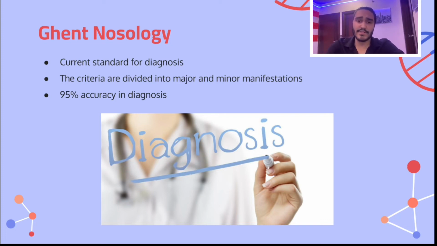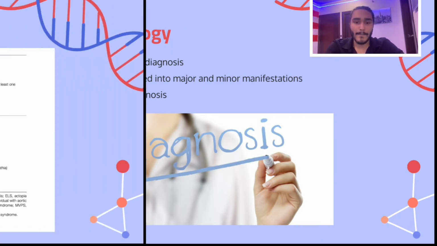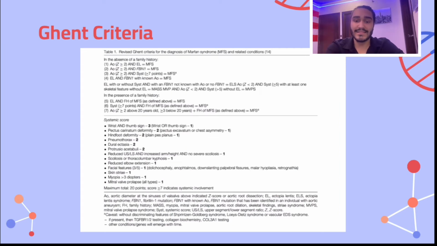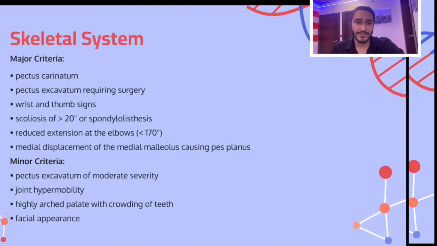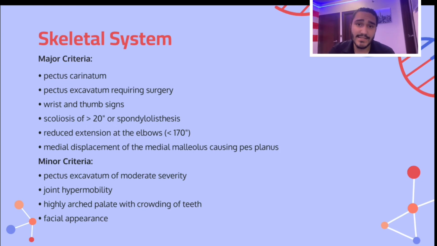And the Ghent criteria is going to look like this. I'm not going to use this slide to explain the Ghent criteria because it's too complicated, and what I did is I divided it into systems. So I'm going to start now with the skeletal system, and as I said, it's divided into criteria, and I'm going to start with the major criteria. And in order to diagnose Marfan syndrome, we need to take into account these signs and symptoms.